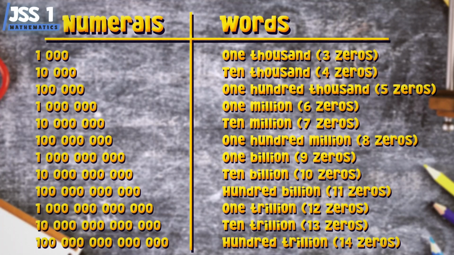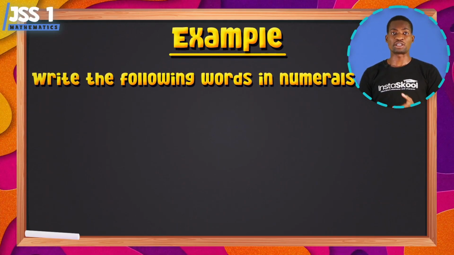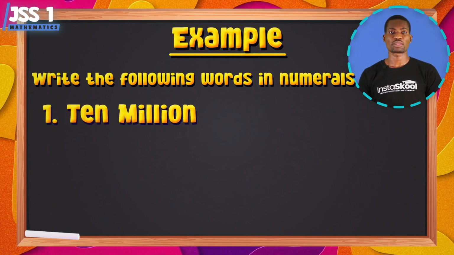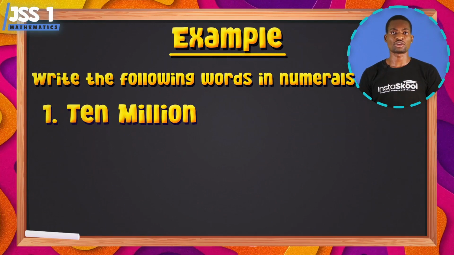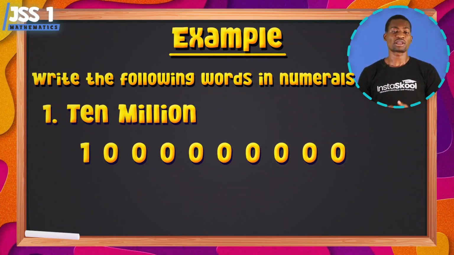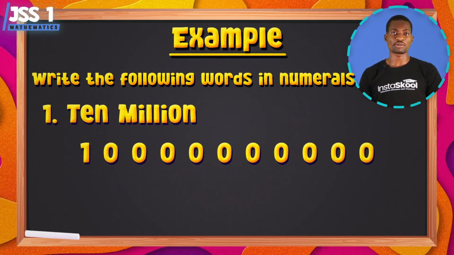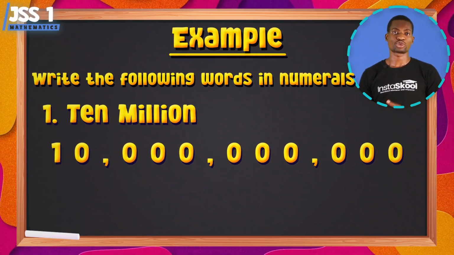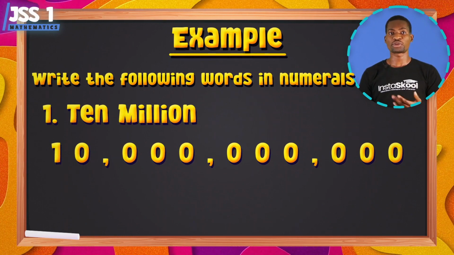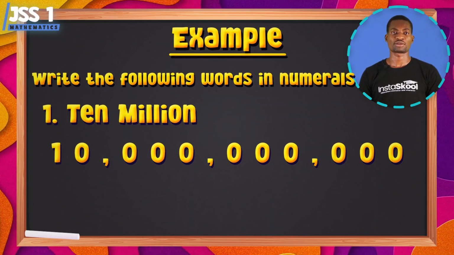Now, here are some examples on how to count in numerals. You are expected to write the following words in numerals. The first one is 10 million. You'll recall that 10 million has 7 zeros. So we simply write 10 million as this. The first step we need to take is to write out 1 with 7 zeros. The second step is to separate the zeros with a comma, 3 zeros at a time, starting from right to left. The third step is to repeat the process again until we finally arrive at 10 million.